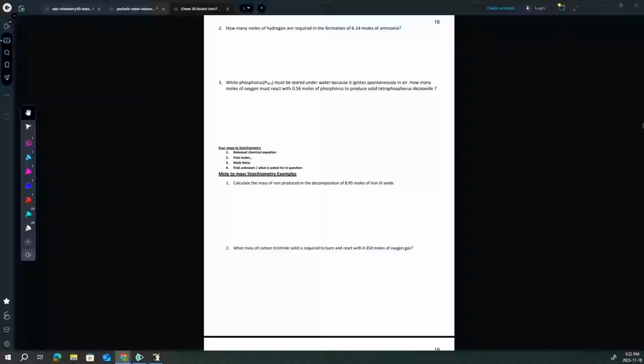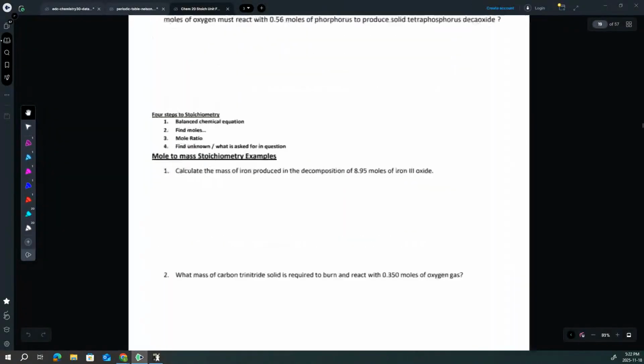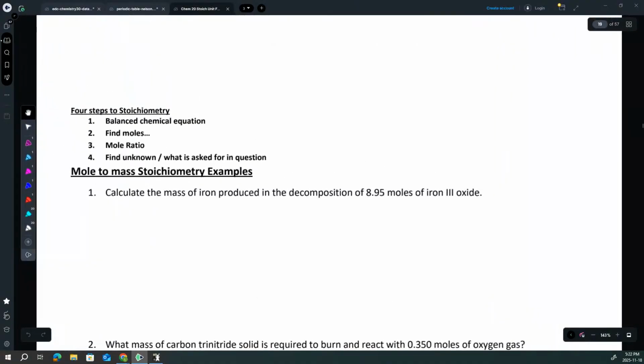Alright, in this video we're going to be doing mole to mass stoichiometry questions as well as mass to mole stoich questions. So just as a quick reminder here about the 4 steps of stoich that we're going to be going through. Step 1, always write your balanced chemical equation.